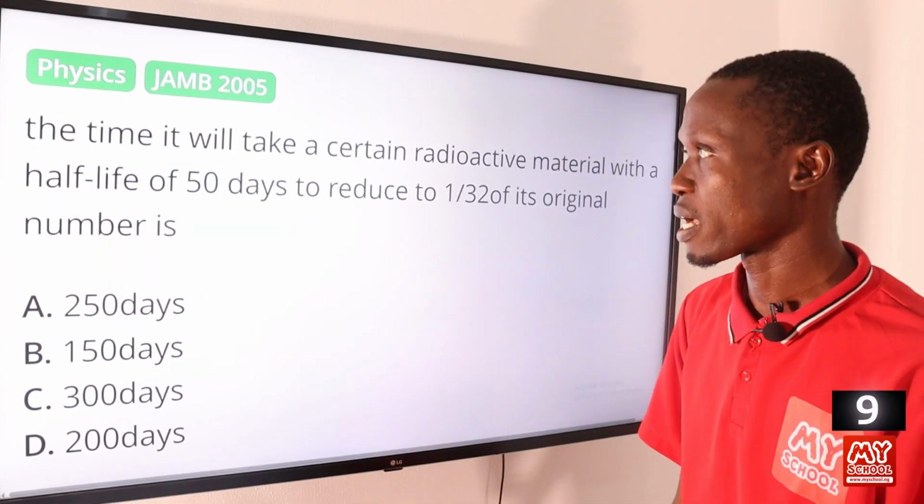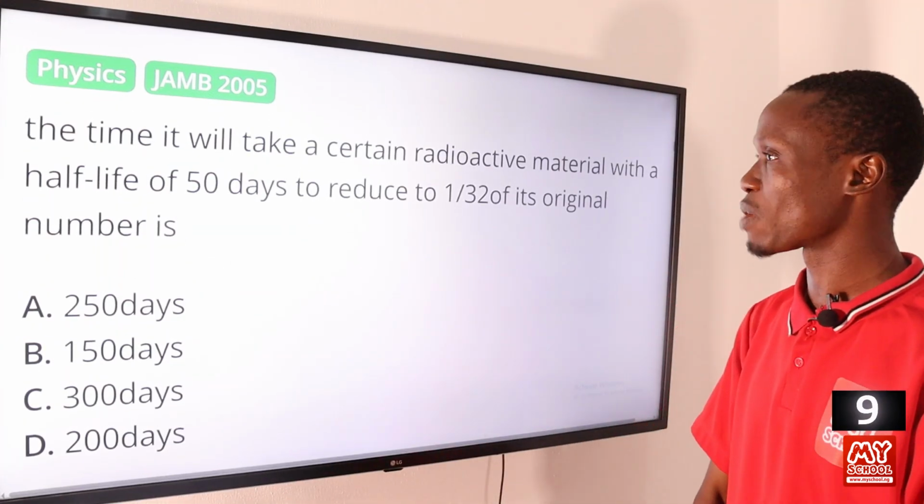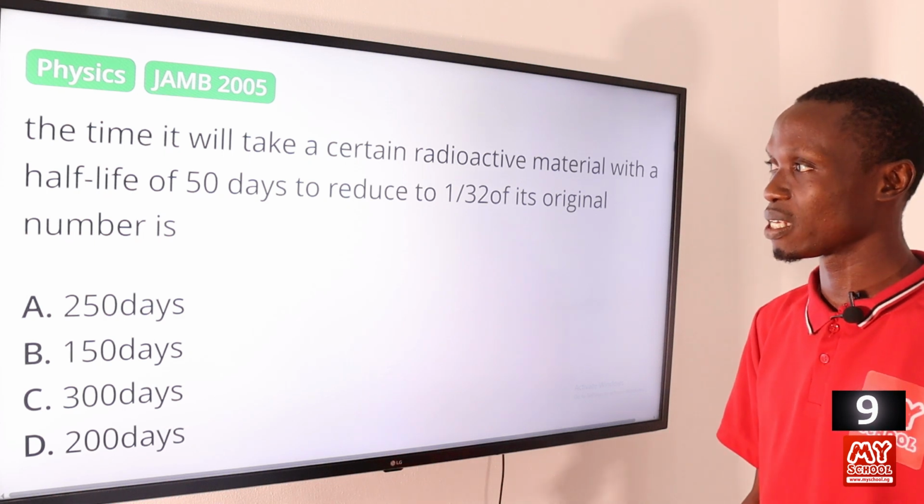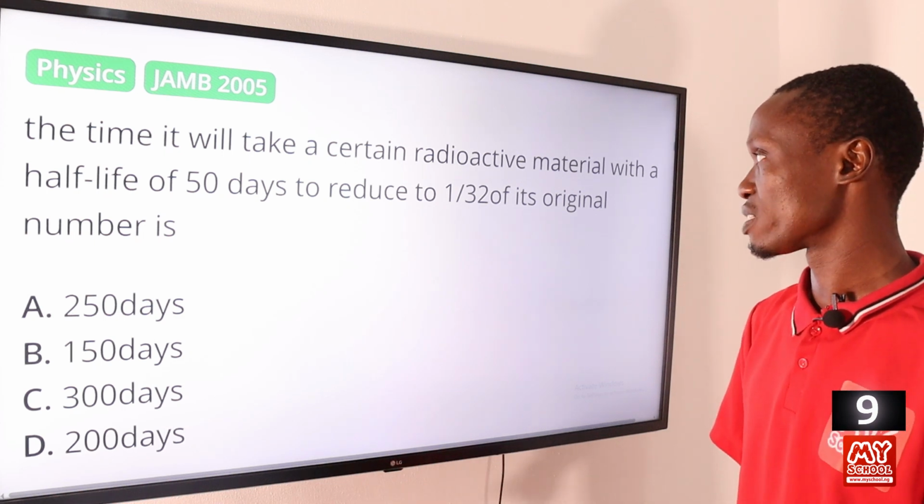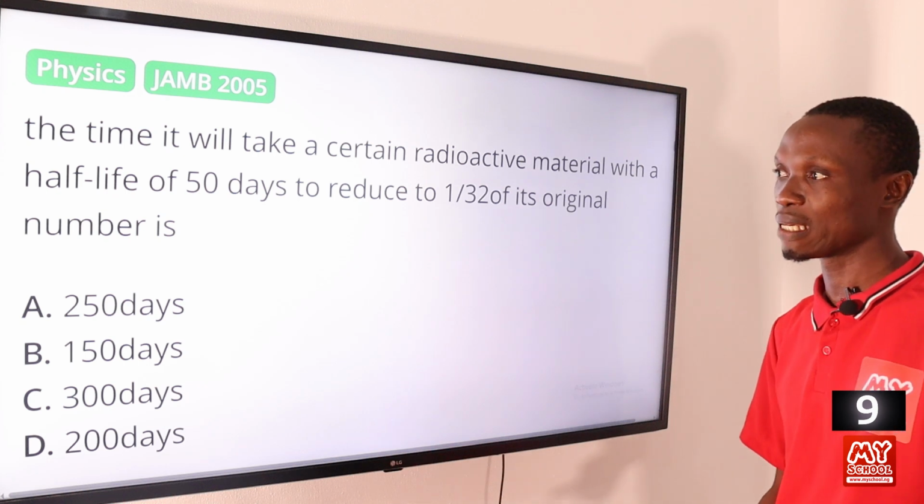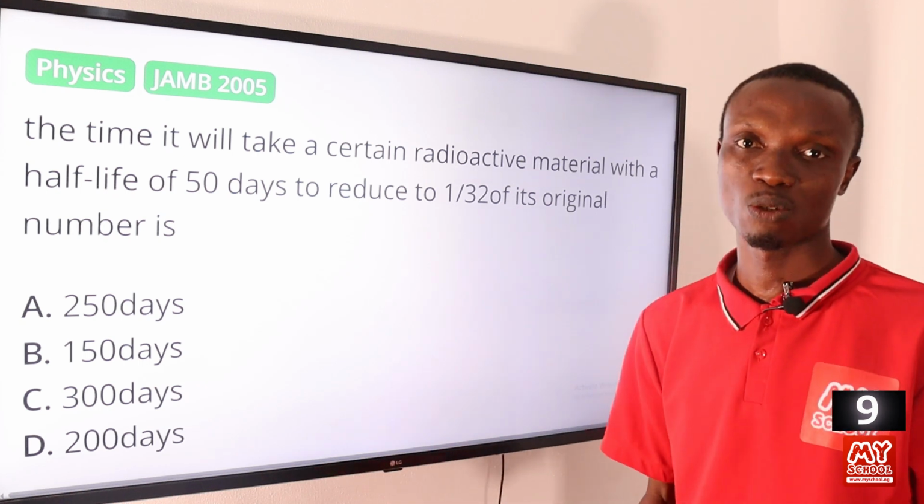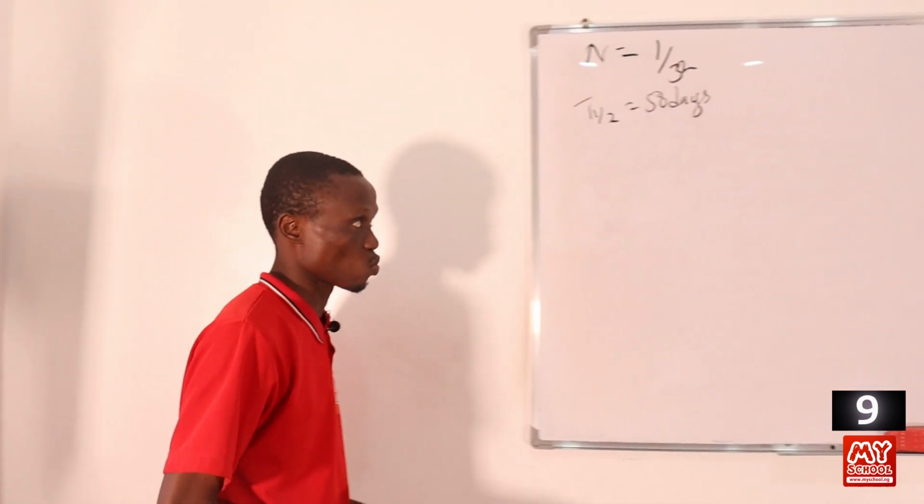Question 9. The time it will take a certain radioactive material with a half-life of 50 days to reduce to 1/32 of its original number is. So let's move over to the board to provide an answer to this question.